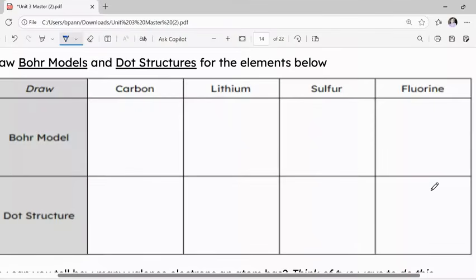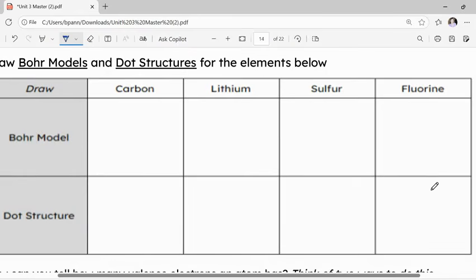Now we're going to do some drawing. Remember that the two kinds of models that we've learned how to make are called Bohr models and dot structures. The Bohr model will show all of the electrons in the element, while the dot structure will show only the valence electrons. Let's begin with carbon.